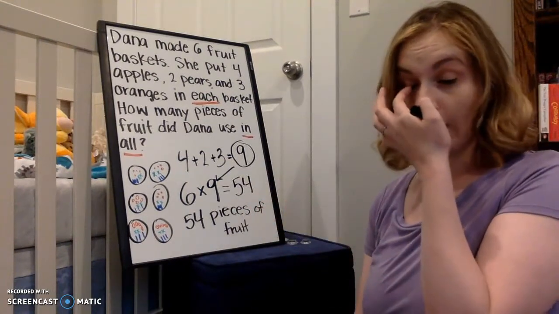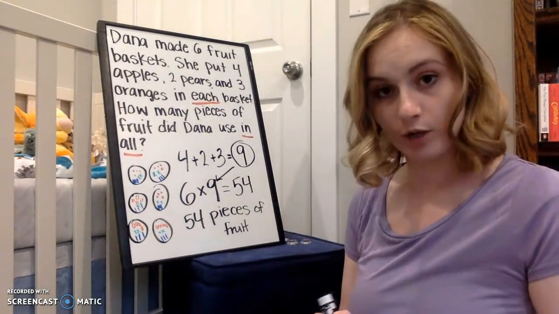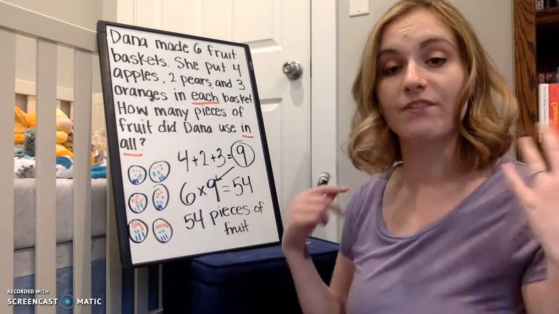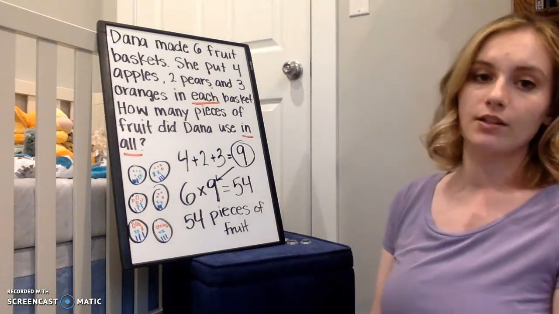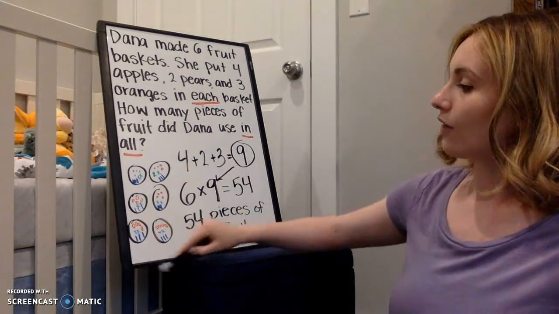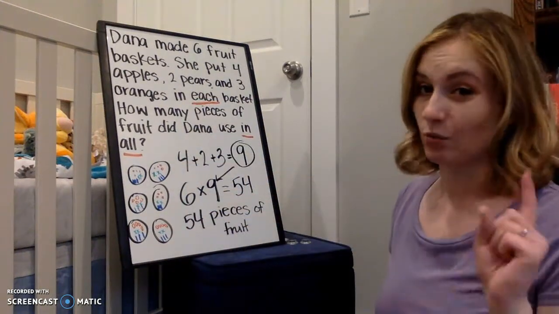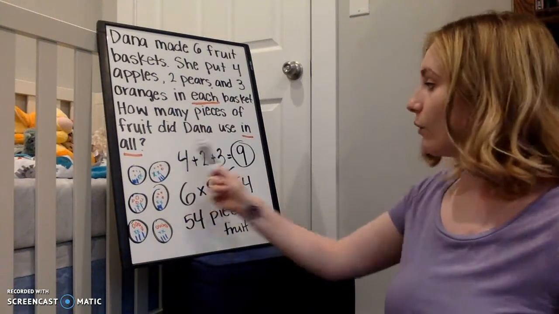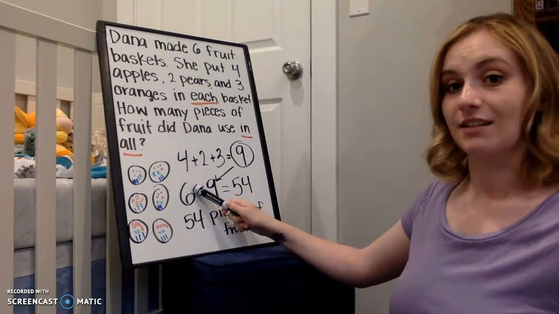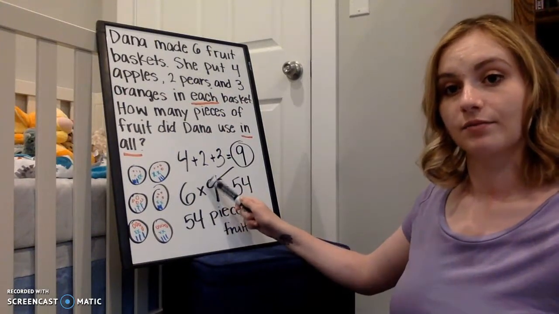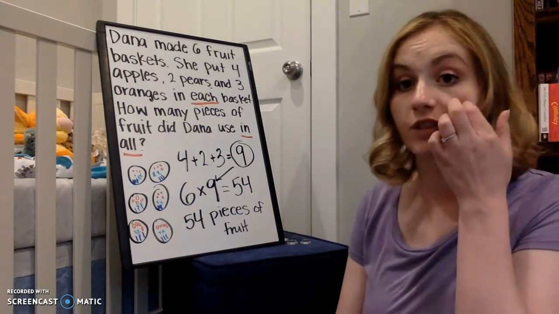Okay, so guys, with two-step word problems, just take the time, visualize it, draw a picture, and then figure out what do I have to do first? I can't find what's in all of the baskets if I don't know how many is in one basket. So figure out what's in one basket, and then you have six baskets, so six groups of nine, right? All right, you've got this.